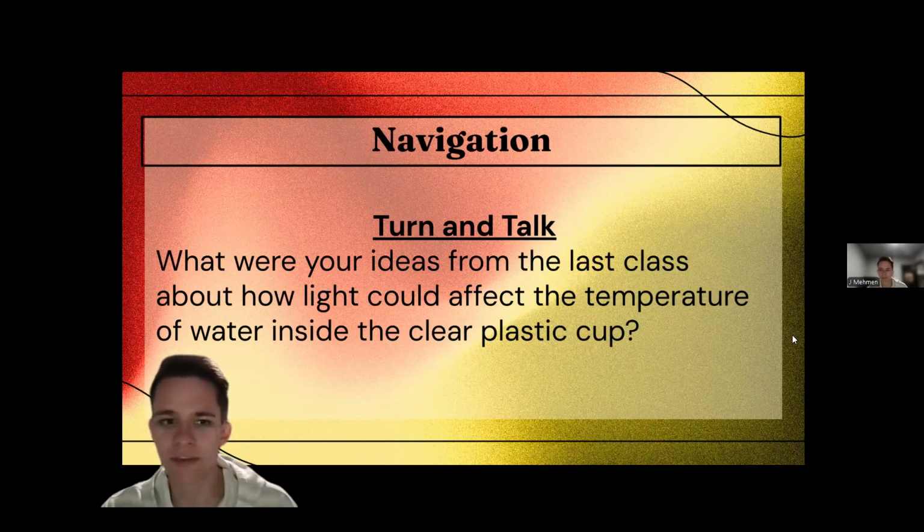So first, I want you to think to yourself or turn and talk to someone around you. What were some of the ideas from the last class about how light could be affecting the temperature of the water inside the clear plastic container? What were some of the ideas that you captured on your initial model?